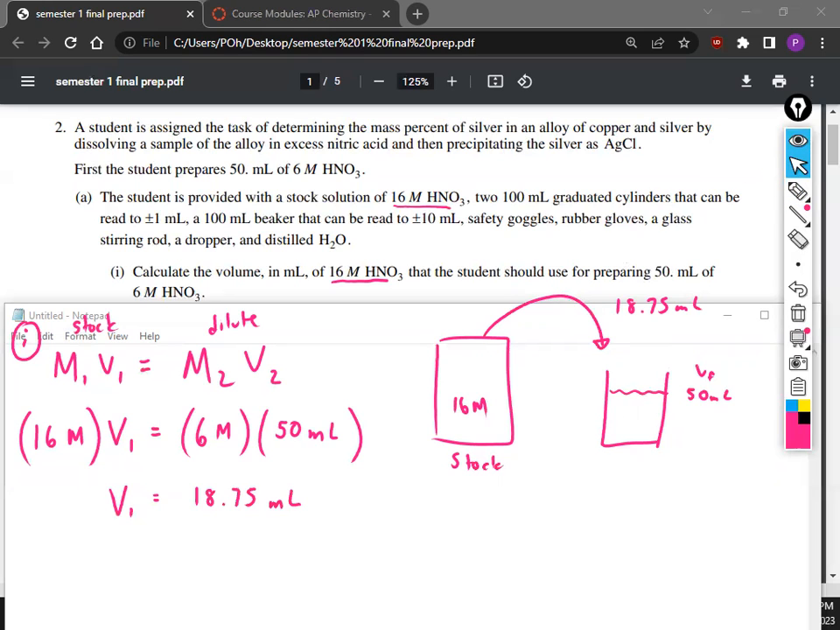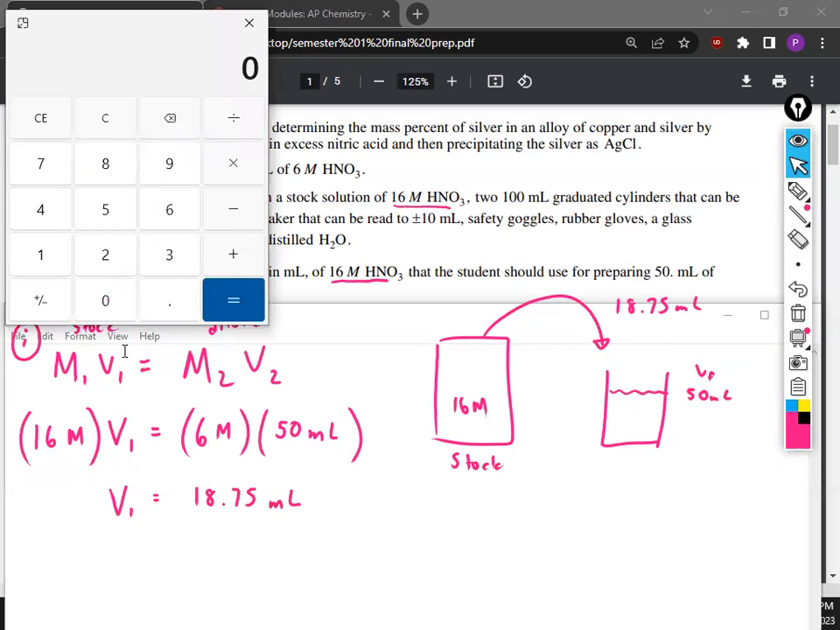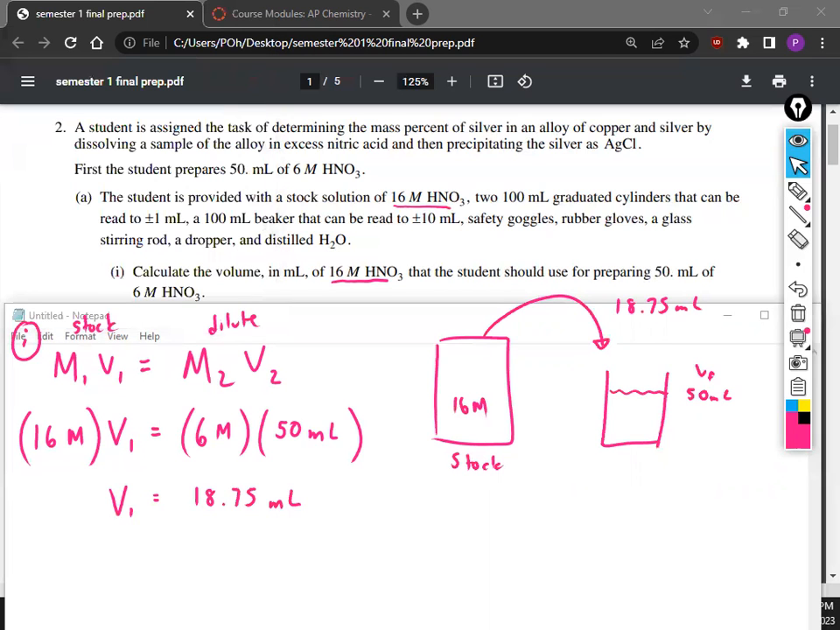Yes. What'd you get? 0.05. You might have forgotten to do a step. So on the right side right here, you should do 6 times 50. Okay, 300. And then you're going to divide by 16. Yeah, because you're trying to isolate the V1. Yeah, no worries. Of course.